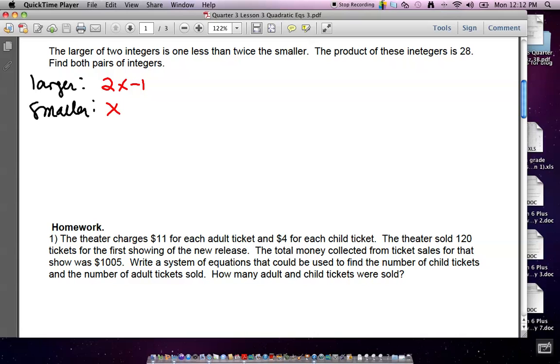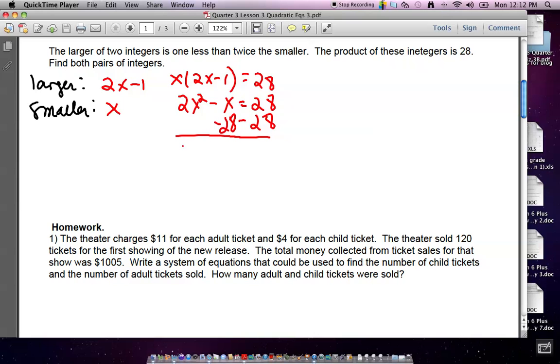There's a larger and a smaller integer. It's not about shape, so I set up a table. Doesn't matter if you put your table in a box or not. Now, it says the product of these integers is 28. So, x times 2x minus 1 is 28. And I get 2x squared minus x equals 28. As Andre said before, we get the 28 on the same side. 2x squared minus x minus 28 is equal to 0.